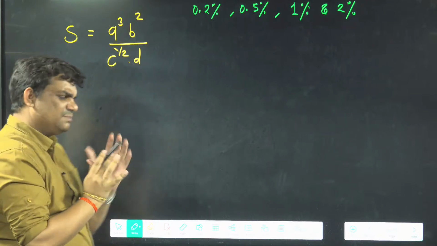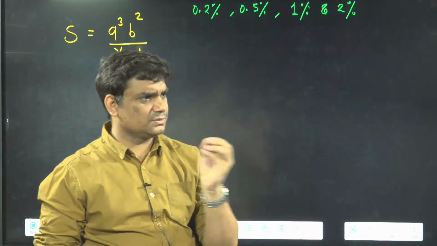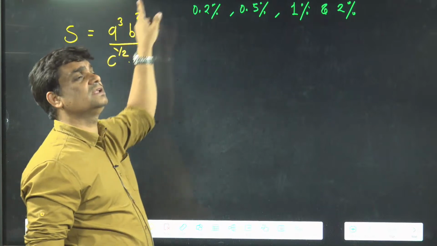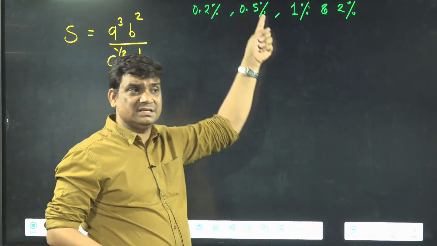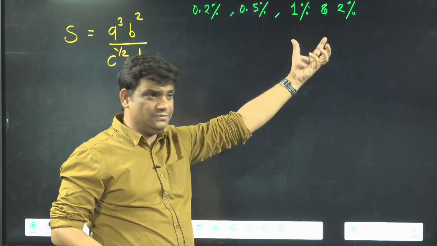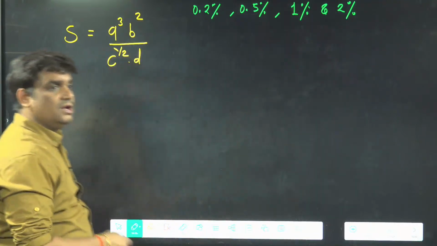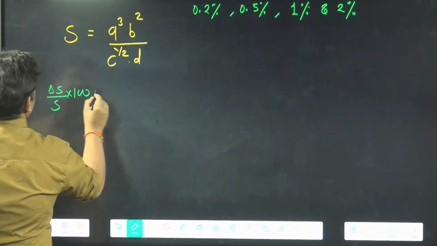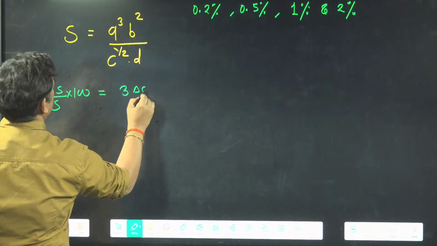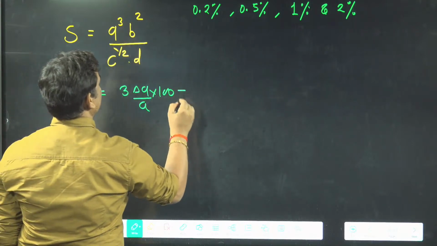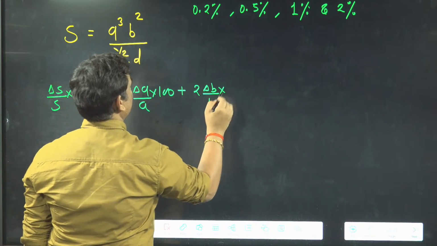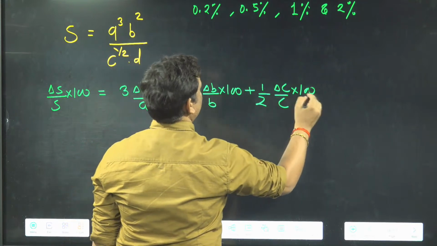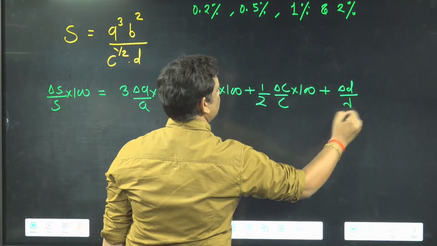Four variables, like the previous question had just two quantities. I have taken here hypothetically four: percentage error in A is 0.2, in B 0.5, in C 1, and in D 2%. Now we can write delta S by S into 100 equals, power comes outside, so 3 delta A by A into 100, plus 2 delta B by B into 100, plus half delta C by C into 100, plus delta D by D into 100.